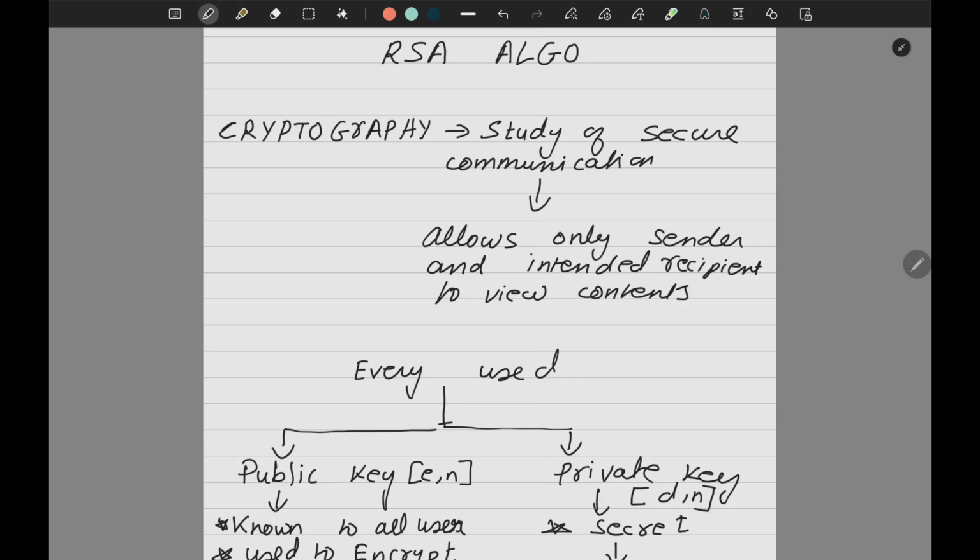Now what is cryptography? Cryptography is the study of secure communication which allows only the sender and the intended recipient to view the contents. Right? So that is the basic definition of cryptography.